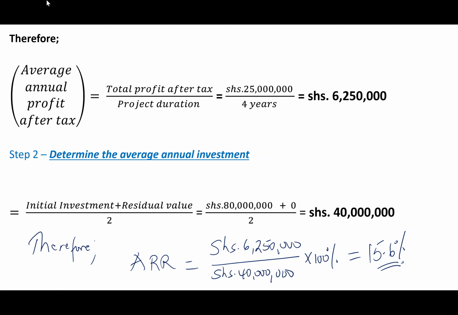Okay, this project will not be accepted because our target was 20%, right? Yes, our target was 20%. So this project is not going to be accepted because the accounting rate of return is lower or less than the target required rate of return.